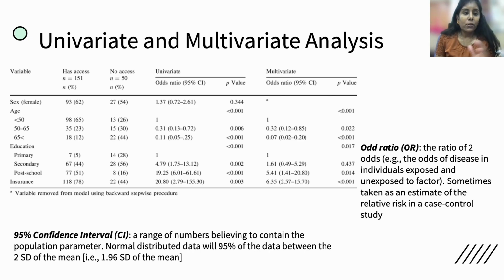So now let's look at univariate and multivariate analysis. First of all, the variables you see here are sex, age, education, and insurance, looking at whether people have access to this or not. A univariate analysis looks at each factor individually and its significance, while a multivariate analysis pulls all of these variables together and sees whether, even when putting it all together, something is dependent on the others or not. So univariate just tells you yes or no. Multivariate tells you whether it's an independent factor or a dependent factor.